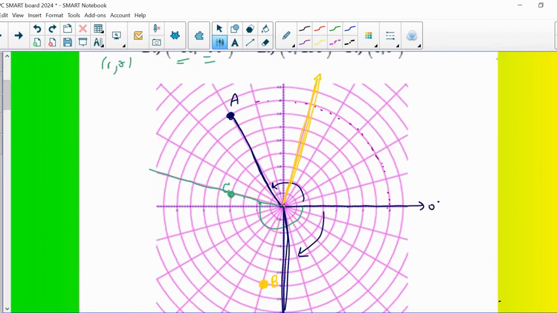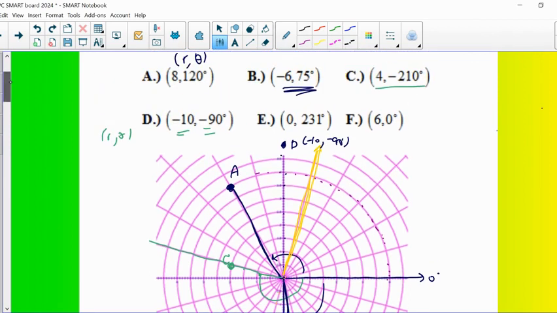So -10 becomes 1, 2, 3, 4, 5, 6, 7, 8, 9. Oops, off the page. -10. So up there is one way to represent that -10 comma -90 degrees point. It's not unique. I could have easily gotten there by doing 10 and 90 as well. Okay, so that's D. Let's go to E, 0, 231.